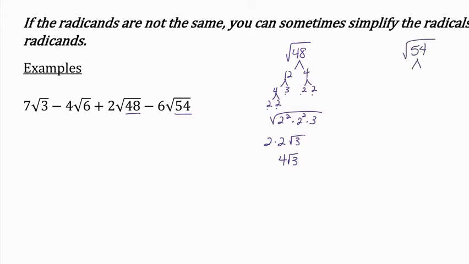I can break 54 down to 9 and 6. This is 3 and 3. This is 2 and 3. Okay, so then I want to do in pairs. So I've got a pair of 3's here, so that'd be a 3 squared. And then I just have a 2 and a 3 by themselves, so 2 and 3.